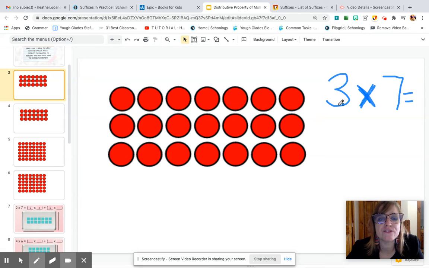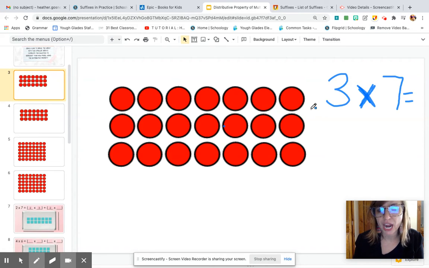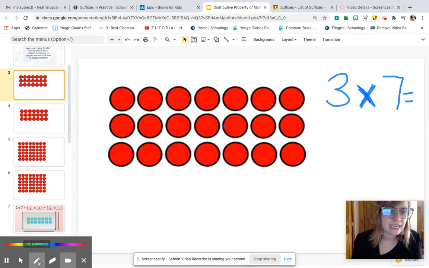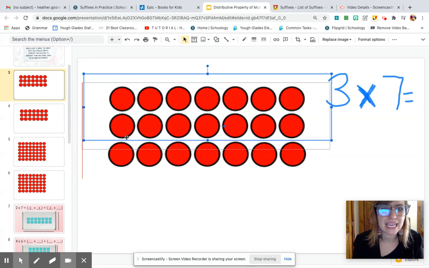So you need to think of, okay, I might not know 3 times 7, but I do know my 2's and I do know my 1's very well. So how can I split this array into 2 easier facts? So let's see. I could split it by my rows here. I can use rows. Let's see if I split the rows. If I take one of these rows and I split it here, let me get my, I split it right here.